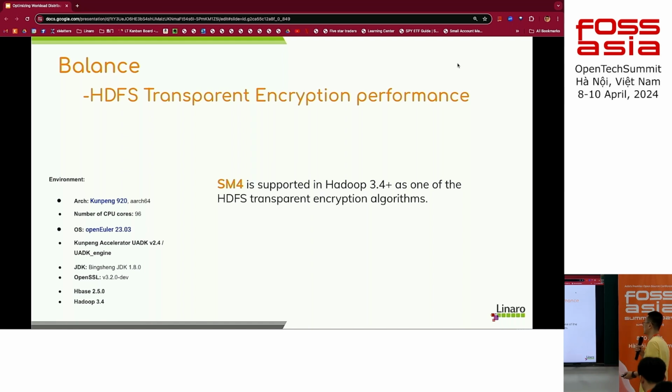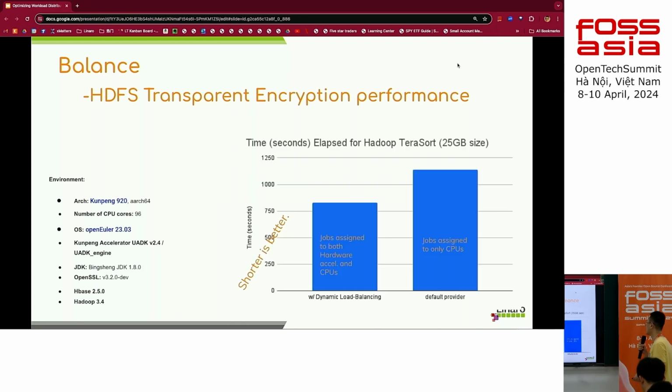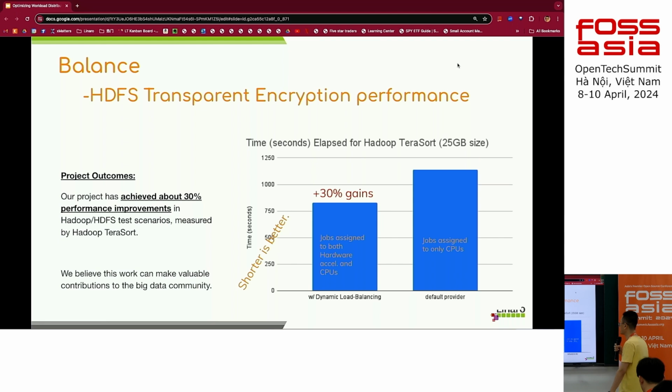Here is another demo we did on the HDFS Hadoop file system. With our method, we can achieve about 30% performance gains, with jobs assigned to both the hardware accelerator and the CPU software core, the software accelerator.